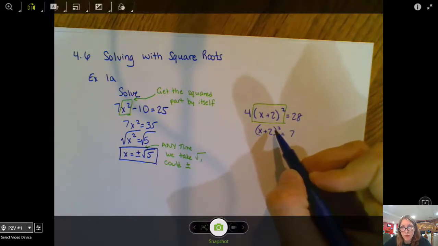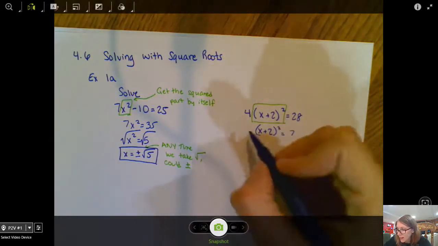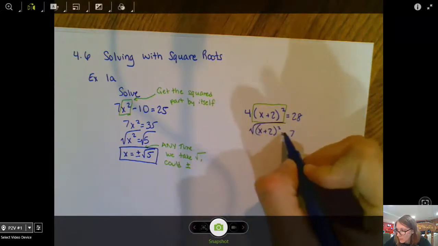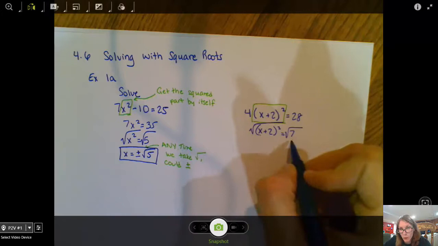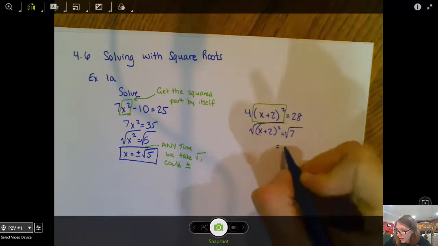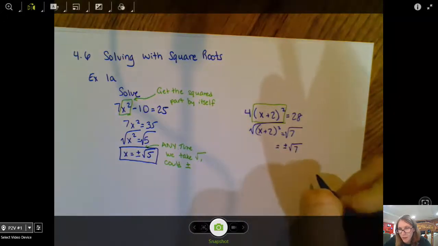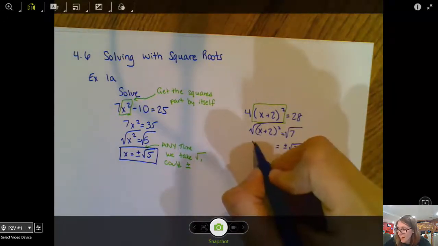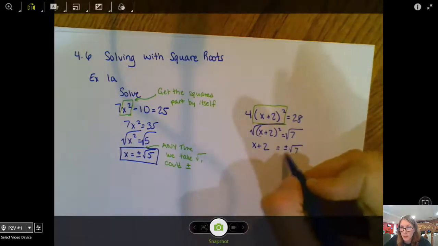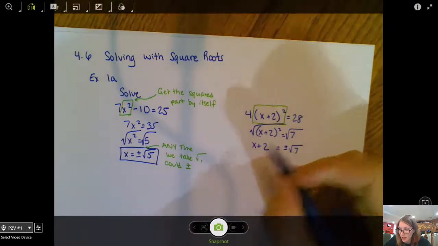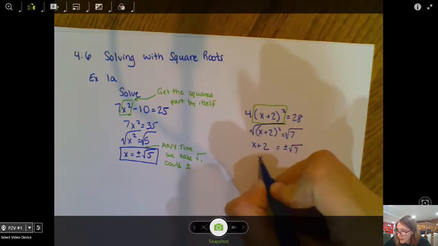Now I have this exponent, and I have to get rid of my exponent before I can do anything else. Square root both sides. And since I took the square root, I could have positive square root of 7, I could have negative square root of 7. And I have x plus 2 left over here. x plus 2 equals plus or minus square root of 7. One last step to get x by itself, I need to subtract 2 from both sides.